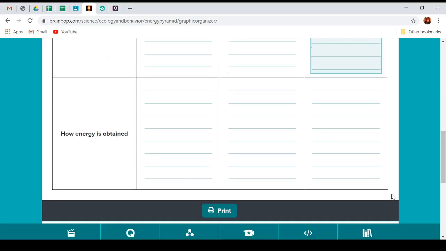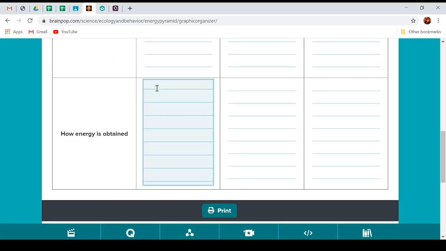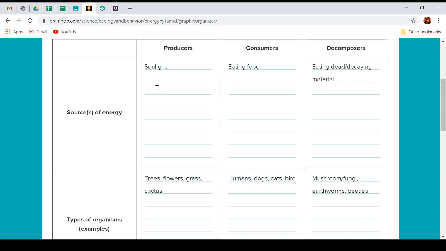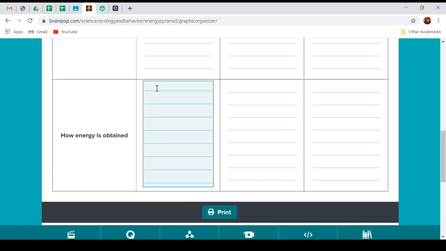Now, the last section, how they obtain their energy. So how do they get it? We have already said what the source is. Now we're going to explain more about how they get their energy. So plants, remember, they can't eat. They can't go to the grocery store and get some food and get their energy that way. Remember, they're getting their energy from the sun, but they can't just sit in the sun and all of a sudden they have energy. It's not like it's a solar panel where they're just filling up a battery.